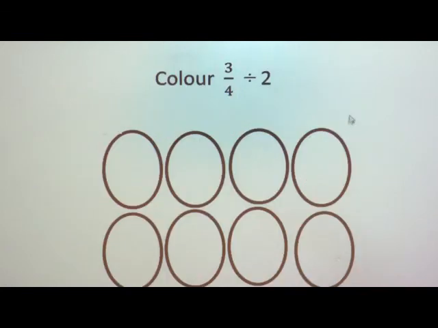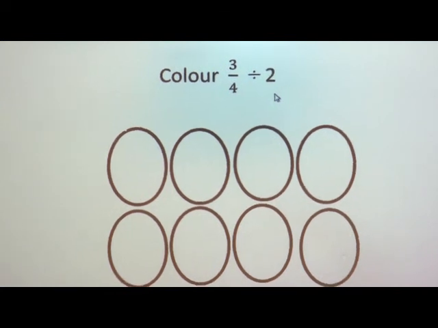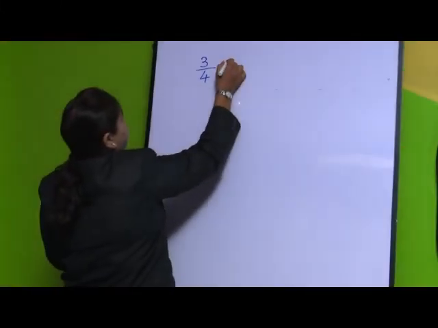One more example we will see here. Divide 3 upon 4 divided by 2. I will show you practically, then we will see how to do it and how to color this: color the 3 upon 4 divided by 2, that is a whole number. So we will find out what fraction should be colored here. You know the division? Yes, you are right, because we have already learned some examples related to this. So 3 upon 4 divided by 2.